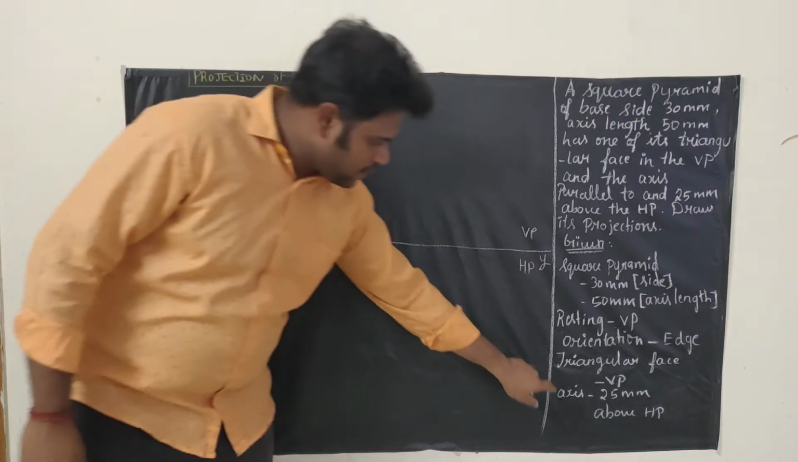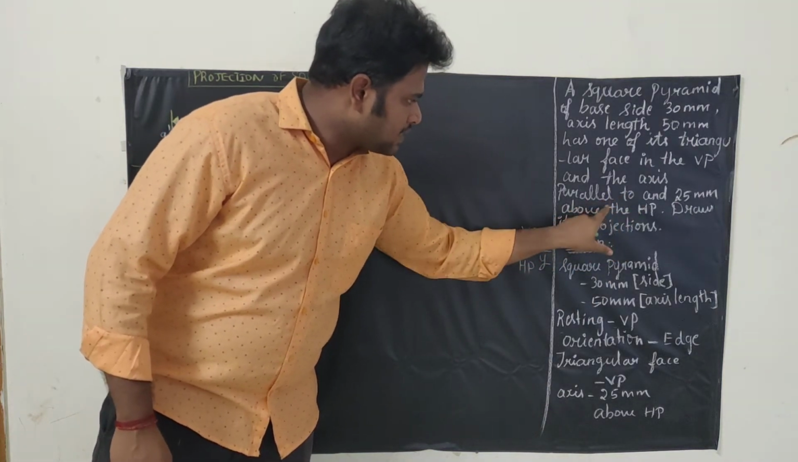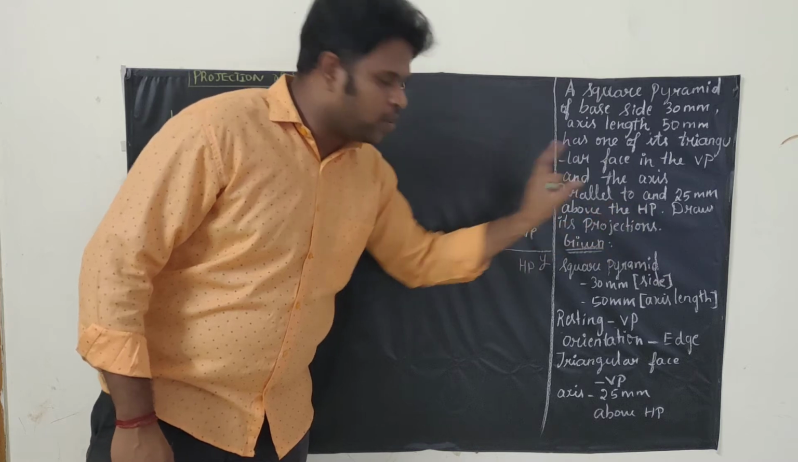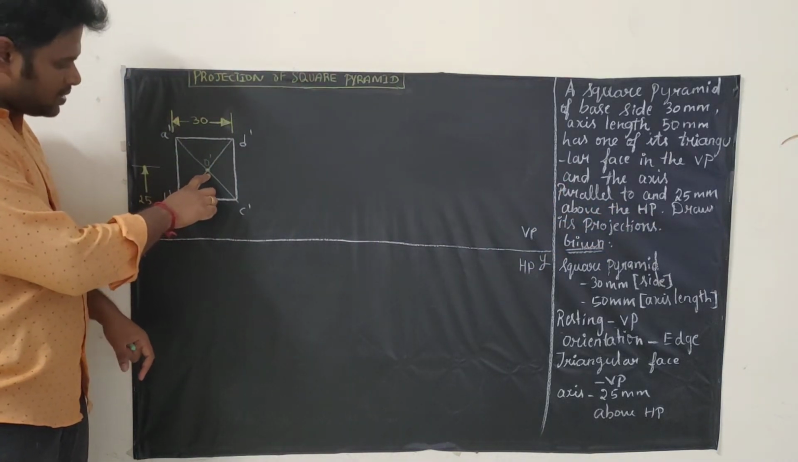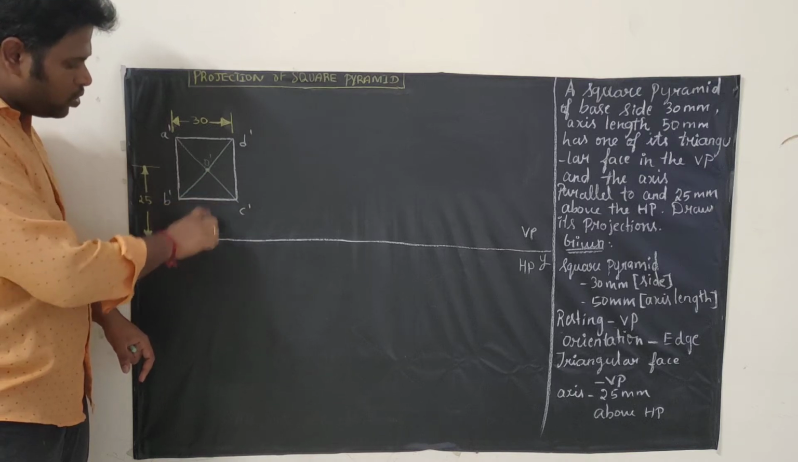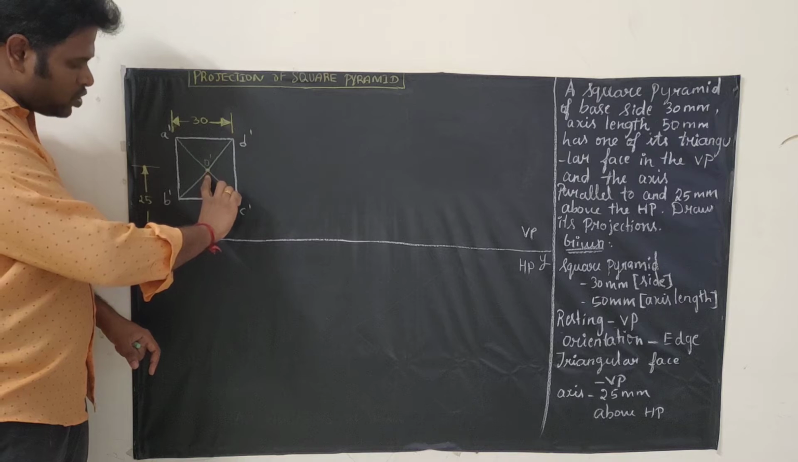What they said is the axis is parallel and 25 mm above HP. So this is our axis, the axis of the square pyramid. This axis should be 25 mm above HP. Above HP means this is above HP. So this distance should be 25.